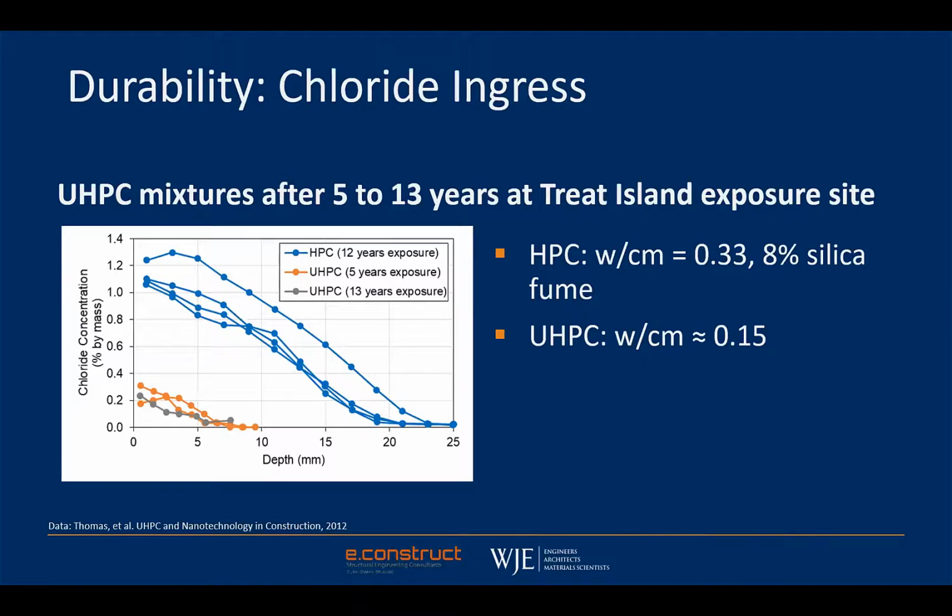So this plot shows a comparison of the chloride profiles measured in those samples. The plot shows chloride concentration versus depth. And what you can see is for the high performance concrete, chloride was able to penetrate to measurable amounts to depths of around 20 millimeters. In the UHPC samples, the chloride hasn't really penetrated much beyond about 5 or 6 millimeters. So this is pretty strong evidence of how resistant the material is to the penetration of chlorides.